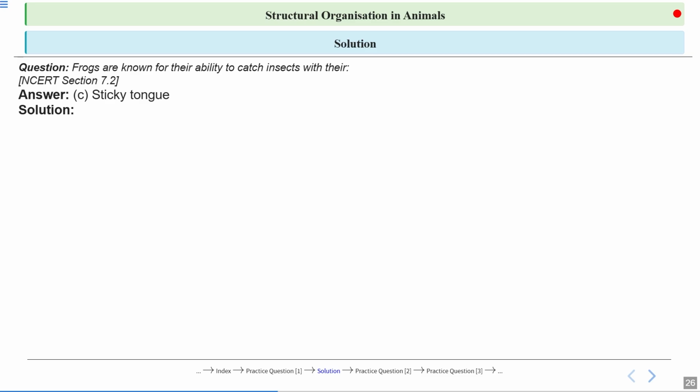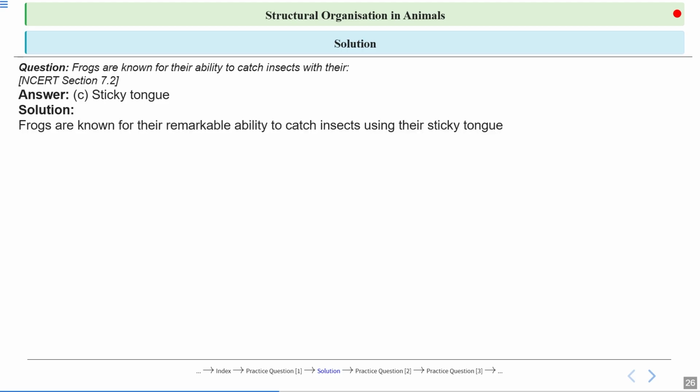Yes, the frogs are having the sticky tongue and very flexible tongue. Not only sticky, they are having flexible tongue as well. Frogs are known for their remarkable ability to catch insects using their sticky tongue. Here's a detailed explanation. Let us see the explanation.